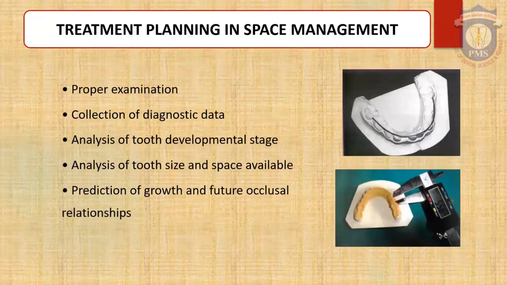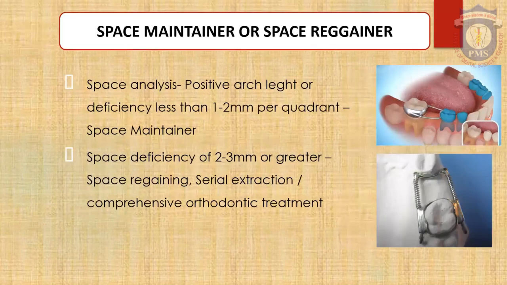Coming to the treatment planning in space management, a proper clinical and radiographic examination is initially needed. After that, we should collect all these diagnostic data, including radiographs, dental study models, and then we have to analyze the various stages of tooth development. Then analyzing of the tooth size and space available is done on the dental cast. After that, we should predict the growth and future occlusal relationship.